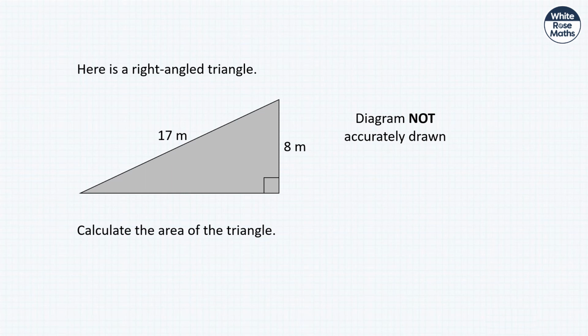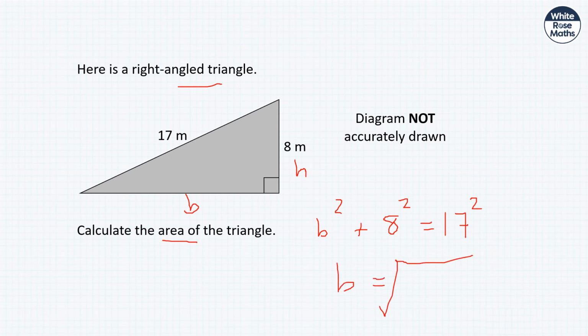Okay, this next one, here is a right angle triangle, diagram not drawn accurately. Calculate the area of the triangle. Well, I've got the height, I've got to work out the base. So b squared plus 8 squared is equal to 17 squared. If I rearrange this by subtracting 8 squared and then square rooting both sides, we have b is equal to the square root of 17 squared minus 8 squared. That will be the square root of 289 minus 64.